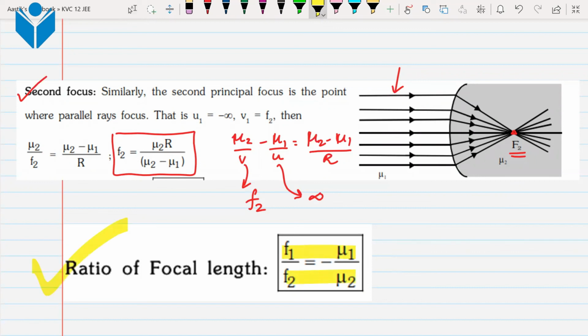You may have a question based on the first and the second focus. Remember, the first and the second focus will again come in lenses. In lenses, we will be seeing what is the first focus and what is the second focus. Don't get confused, because for any refracting spherical surface, we always have two focus. The first focus is the point where if you place the object, the rays become parallel after refraction. The second focus is the point where rays after refraction, which are parallel, will converge. Do we understand this? Yes or no?